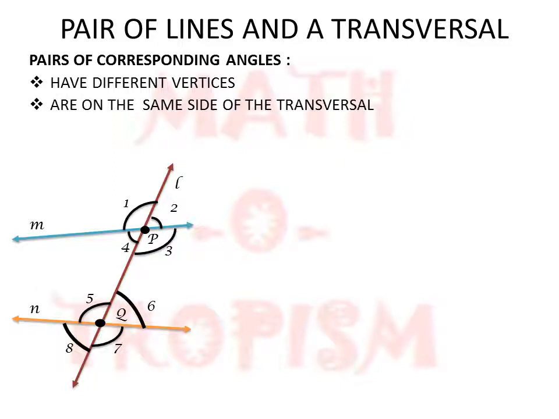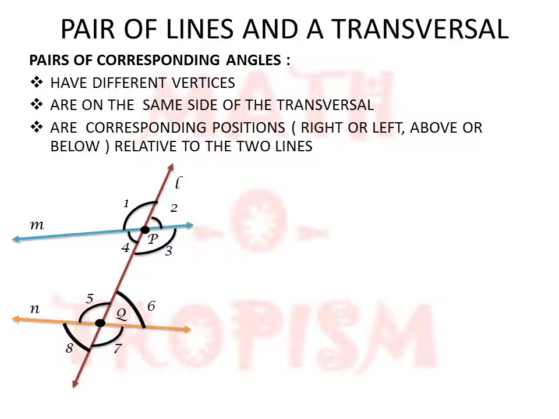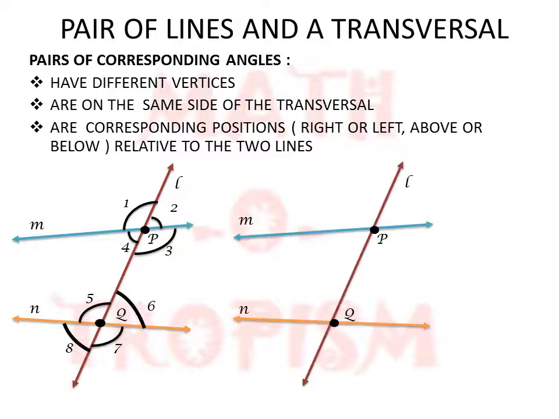Also they are on the same side of the transversal. What does that mean? Here the transversal is L. So if we consider the angle for M and L which is on the left side of the line, then the same left side only we should consider for the line N also. Also they are at corresponding positions relative to the two lines. That is, we have already seen right or left. Similarly, above or below is also going to be considered.